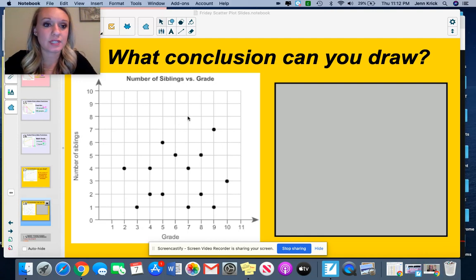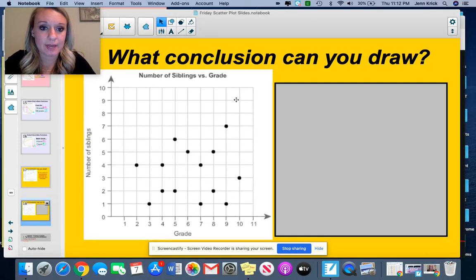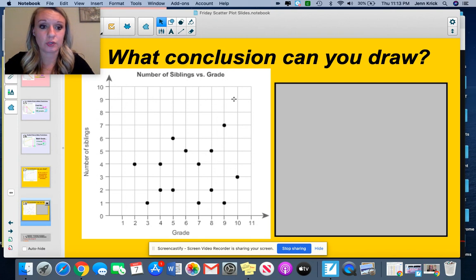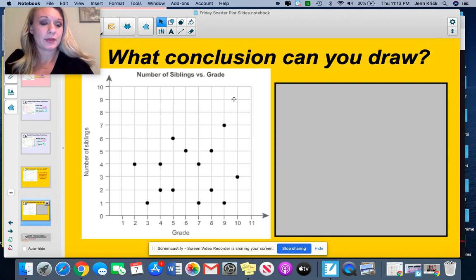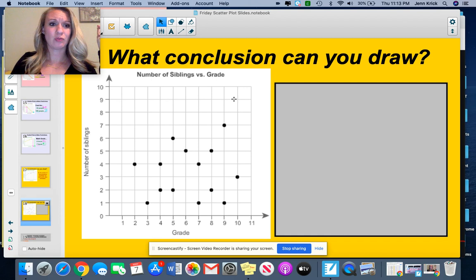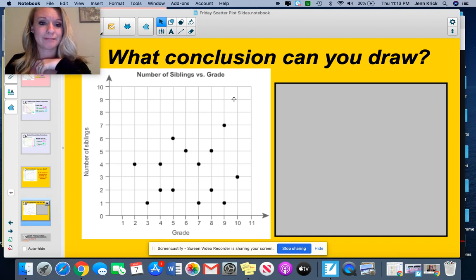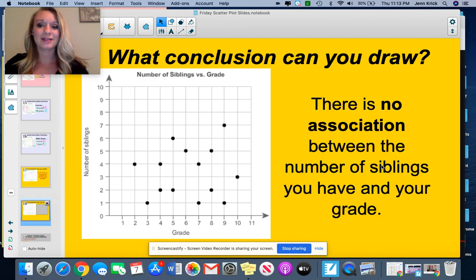Okay, so now take a look at this graph here. This graph is comparing the number of siblings that you have and your grade. Now, let's think about that. I have one brother. Does that one brother impact my grade in math or my grade in science? Or if you had 3 sisters, does that impact how well you do in math or social studies? Take a look at the data points. Do you see a positive association or a negative association or anything? No, you don't. That means that there is no association between the number of siblings you have and your grade.